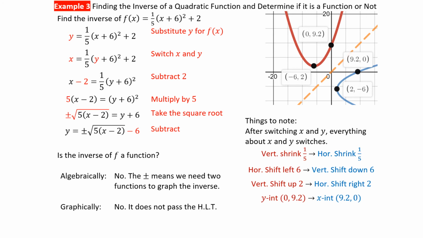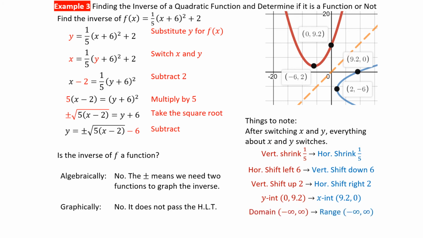You can look up at the graph above and see that the original function has a y-intercept of (0, 9.2). Look at the x-intercept for the blue, (9.2, 0). What was x became y, what was y became x.